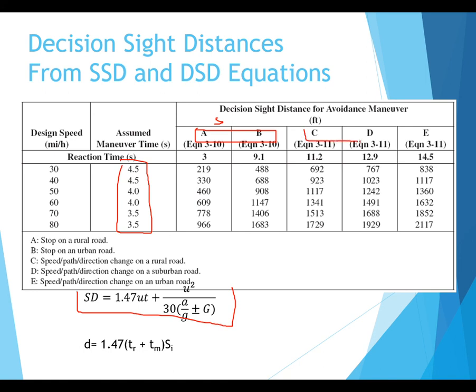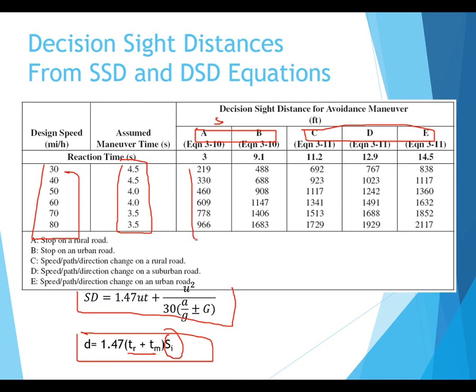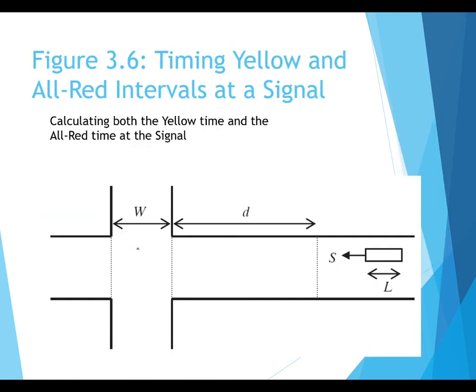Then come the last three. Here there is some kind of change of path or speed, so we use this equation, 1.47 times 2 times the maneuver time and reaction time, which we had in the previous table, multiplied by your speed s. This is the design speed, and we have different design speeds. So this gives you the decision sight distance equations and table. We use this also in our transportation class, so I won't go into much detail.